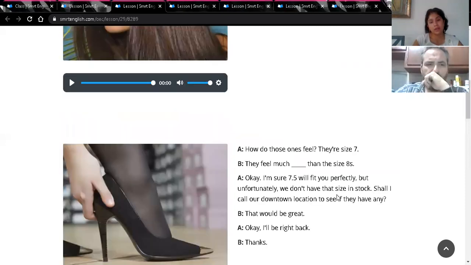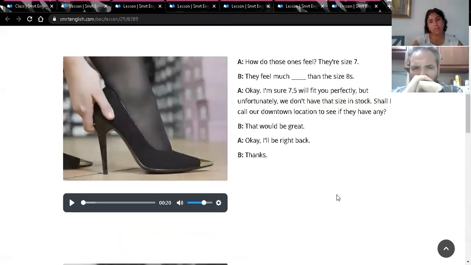And here it says, how do those ones feel? Oh, they're size 7. They feel much than the size 8. Okay, I'm sure 7.5 will fit in perfectly, but unfortunately, we don't have the size in stock. Shall I call our downtown location to see if they have any? That'll be great. Okay, I'll be right back.